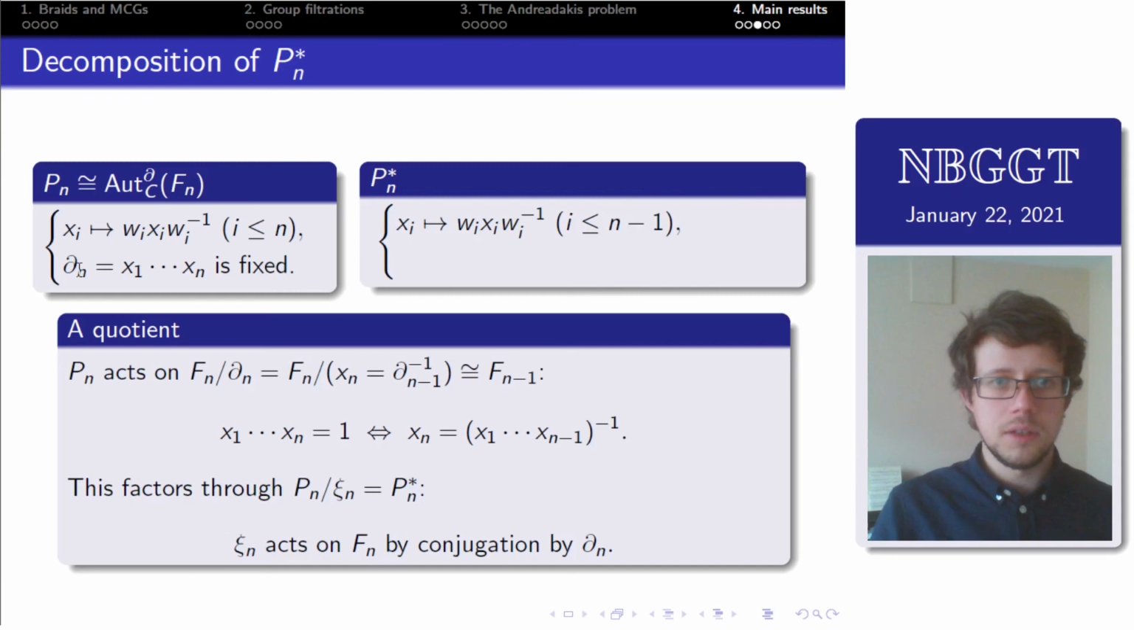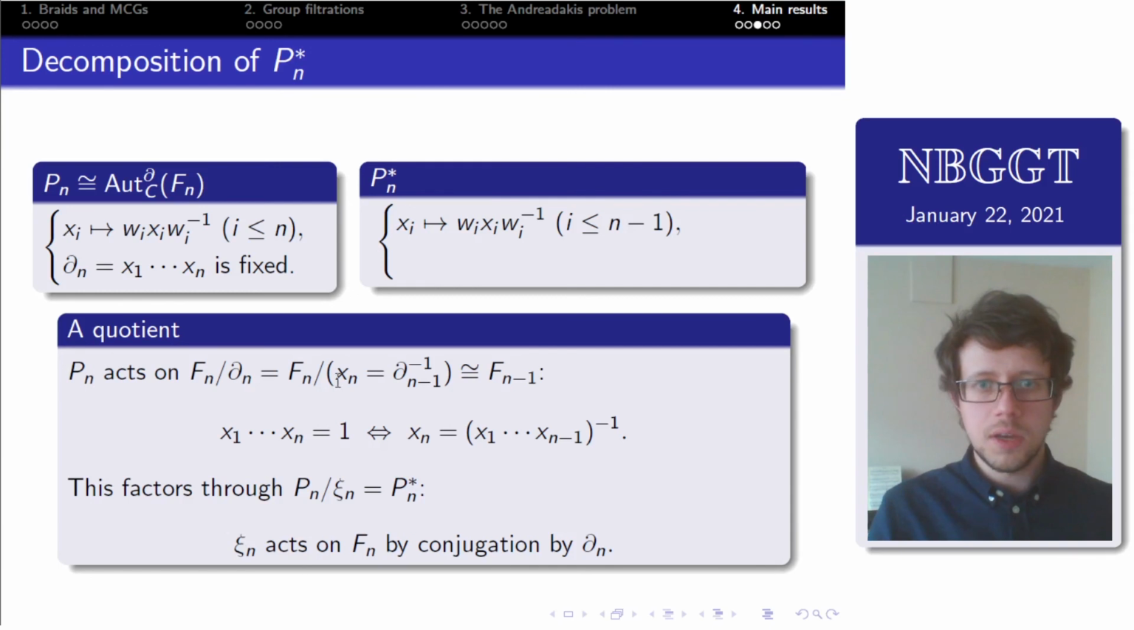and 1 is always fixed by an action by automorphisms, so this one is trivial. But there is one condition left, because here we have also a condition for xn, and xn in the quotient is identified with the inverse of the boundary element. So the fact that here xn has to be sent to a conjugate of itself means that here the boundary element must be sent to a conjugate of itself.